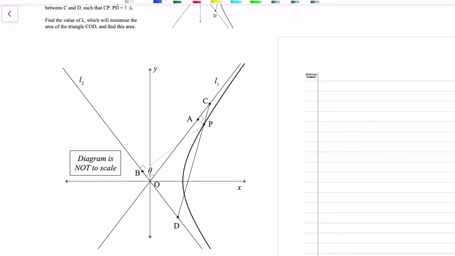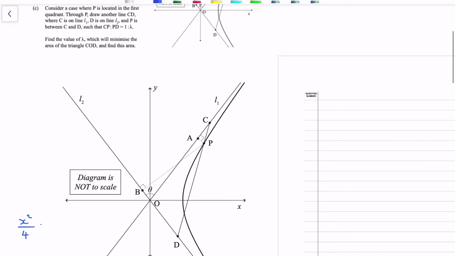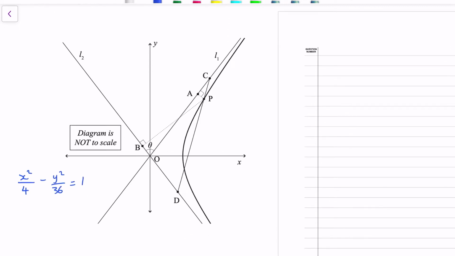We've got this hyperbola in here, and we're told it has the equation x squared over 4 minus y squared over 36 equals 1. So if we think first up, what are the x-intercepts of that hyperbola? When y is equal to 0, we get x is plus or minus 2. So this x-intercept here is 2. And that's the first thing to know in a hyperbola.